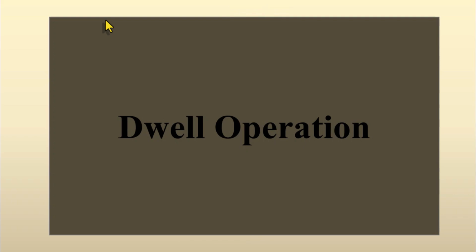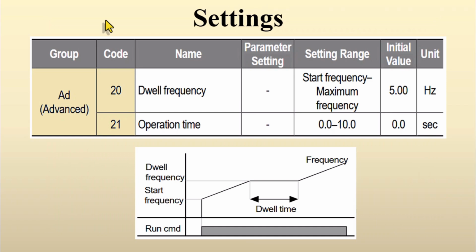What does dual operation mean, and where is it even used? If we want the M100 inverter to operate at a specific frequency that we set for it for a certain period of time that we determine, and then after this period of time has passed, it returns to our command frequency, we use the dual operation feature.